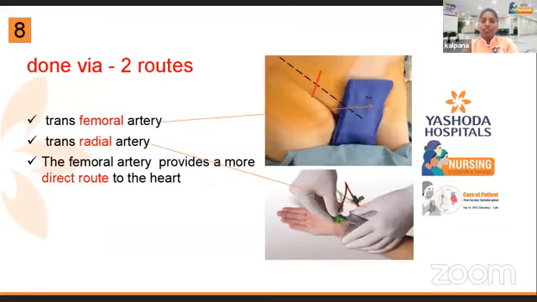It is done via 2 routes. See the images: transfemoral artery and transradial artery. The femoral artery provides a more direct route to the heart.